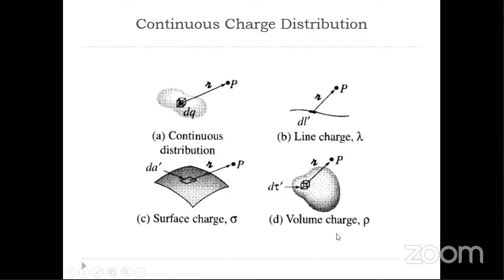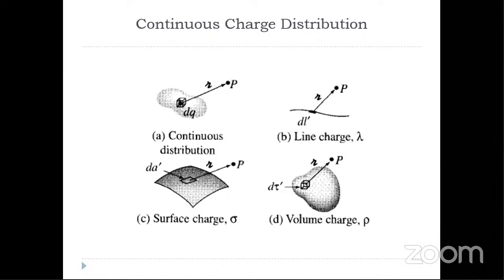And now we will come to the most general situation. Charge is distributed in a volume. This is three-dimensional. So what I have done is taken a point in this volume and a small volume surrounding it. How much is this volume? dV dash. How to find the volume charge density? The logic is the same. Volume charge density rho is a ratio of the charge dq to the volume dV dash.